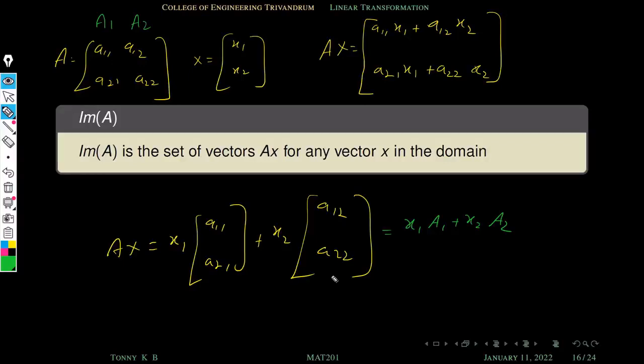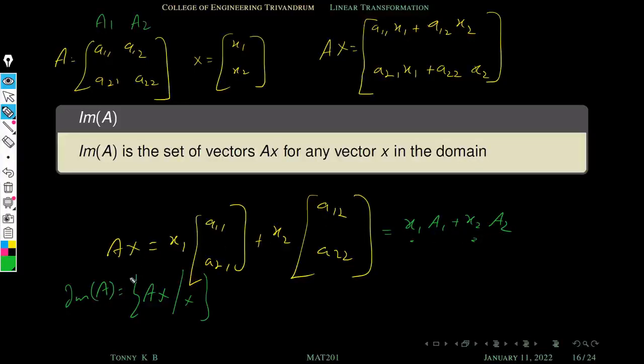Okay, so what is the meaning? We have to find the image of A. What is image of A? Image of A is the set of all possible Ax's for any x. Okay, so the set of all Ax's means the set of all x1 A1 plus x2 A2. A1 and A2 are fixed. They are the columns of the given matrix, and we can choose x1 and x2 as arbitrary. So this is like our C1 and C2. So what is this? The set of all possible linear combinations of A1 and A2.